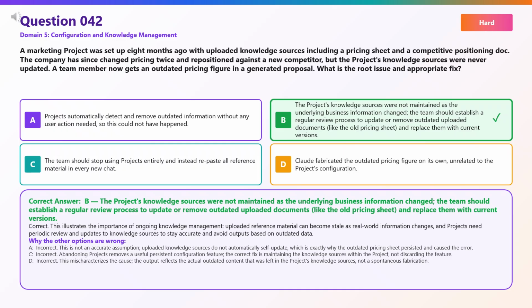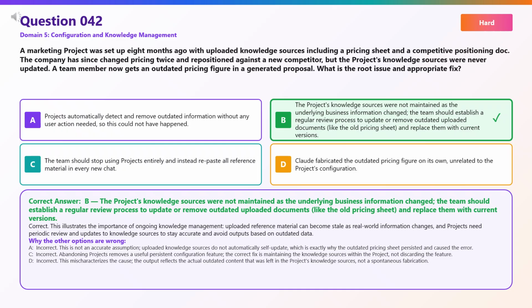A. Projects automatically detect and remove outdated information without any user action needed, so this could not have happened, is incorrect. This is not an accurate assumption. Uploaded knowledge sources do not automatically self-update, which is exactly why the outdated pricing sheet persisted and caused the error.